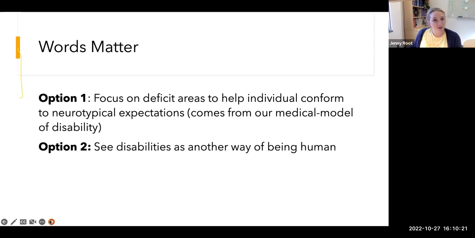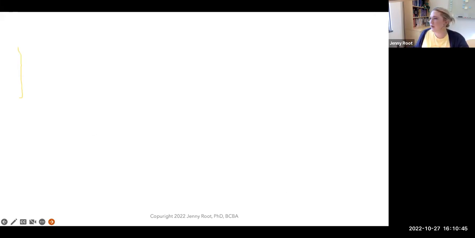A second option, though, something else we could do, is see disabilities as another way of being human. So it's looking at, there's a wide variety of abilities and strengths and needs, and we are all different. It's not denying the fact that a disability is what it is, right? It's not just rose-colored glasses. But I'm going to give you an example of what this can look like.